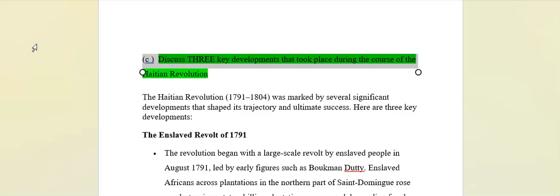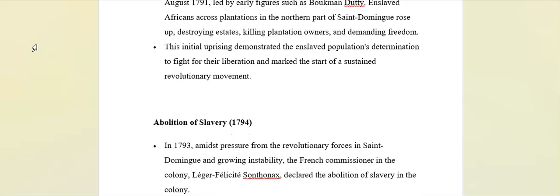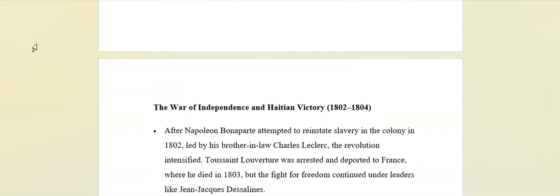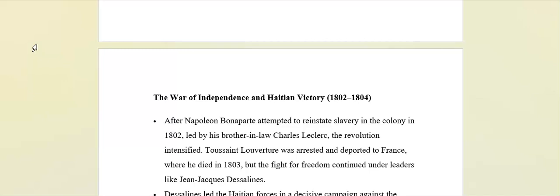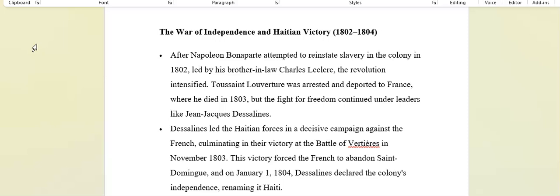So we have looked at 2 of the 3 developments that took place during the course of the Haitian Revolution: the enslaved revolt of 1791, the abolition or ending of slavery in 1794, and also the War of Independence and Haitian victory in 1802 to 1804. All right, let me go back. Napoleon Bonaparte attempted to reinstate slavery in the colony in 1802, and this was led by his brother-in-law, Charles Leclerc.